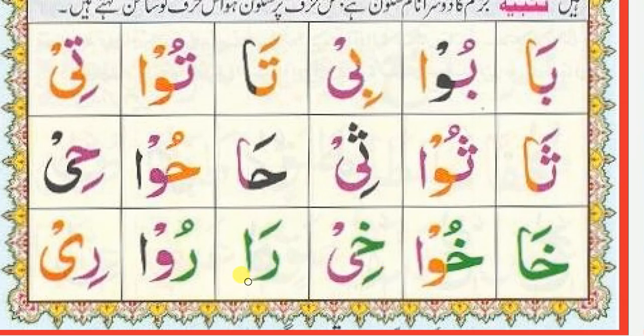Ra alif zabar ra, ra waw pesh ru, ra ya zir ri. Ra, ru, ri.